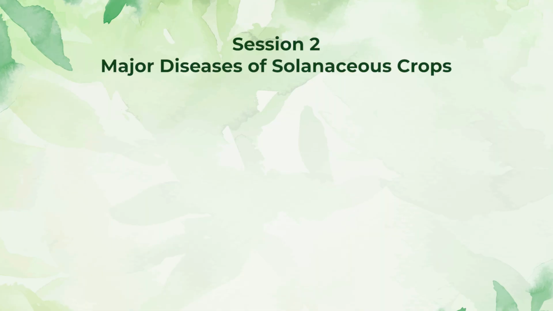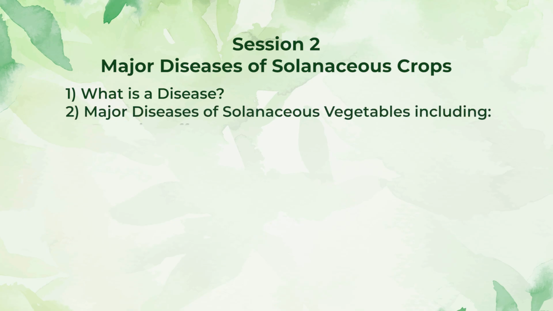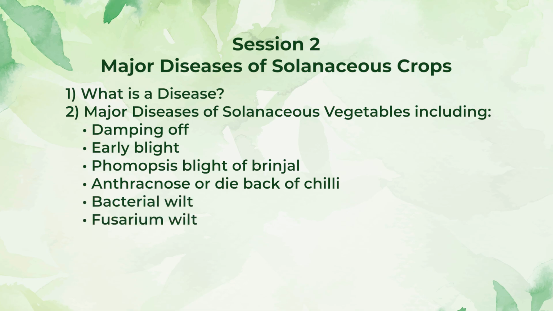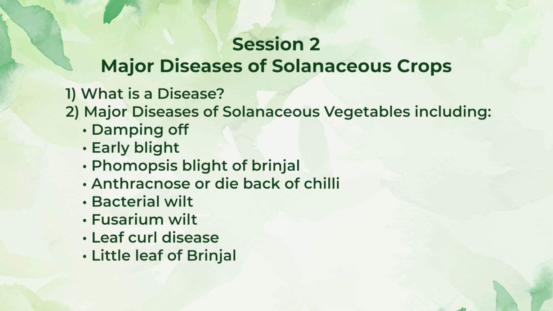In this video, we shall be discussing Unit 3, that is Integrated Pest and Disease Management in Vegetable Crops, where we will discuss Session 2, that is Major Diseases of Solanaceous Crops. In this session, we will learn about, first, what is a disease? Second, major diseases of solanaceous vegetables including damping off, early blight, Phomopsis blight of brinjal, anthracnose or dieback of chili, bacterial wilt, fusarium wilt, leaf curl disease, little leaf of brinjal and root knot of nematode.